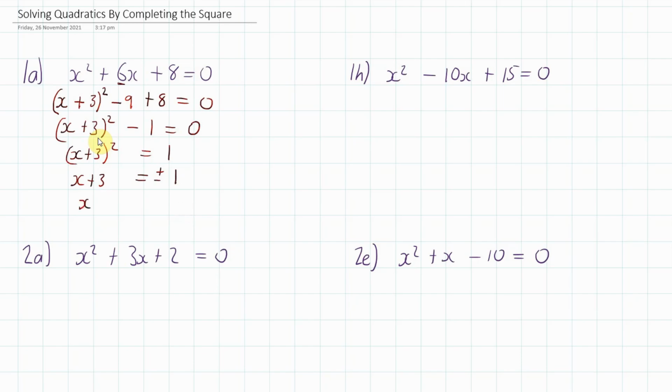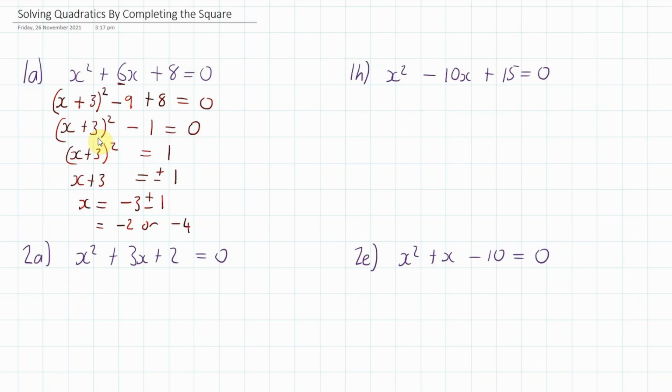And then we can rewrite this to be x equals -3. I bring that 3 across, plus or minus 1. And, well, what does that give us? -3 plus 1 is -2. Or -3 minus 1 is -4. And so that would be the two answers for x that make this equation true.